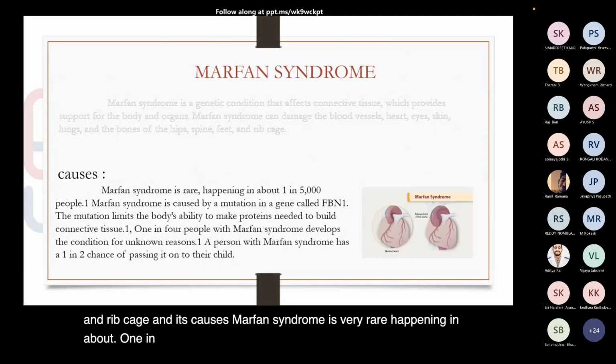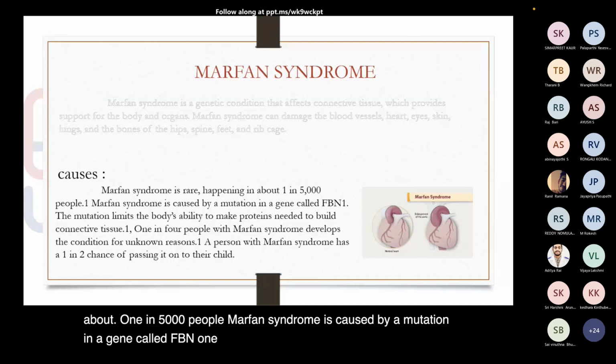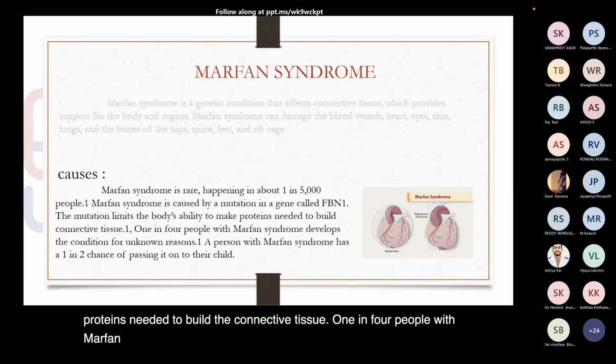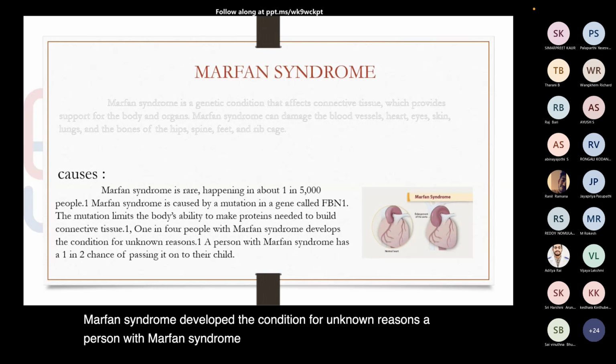Marfan syndrome is caused by a mutation in a gene called FBN1. The mutation limits the body's ability to make proteins needed to build the connective tissue. 1 in 4 people with Marfan syndrome develop the condition for unknown reasons. A person with Marfan syndrome has a 1 in 2 chance of passing it on to their children.